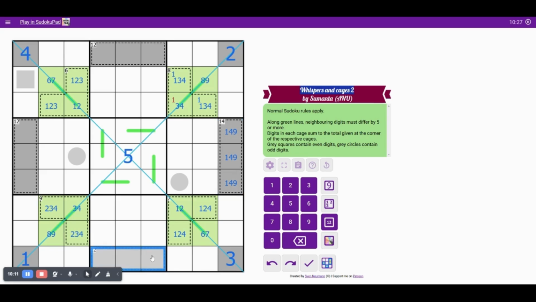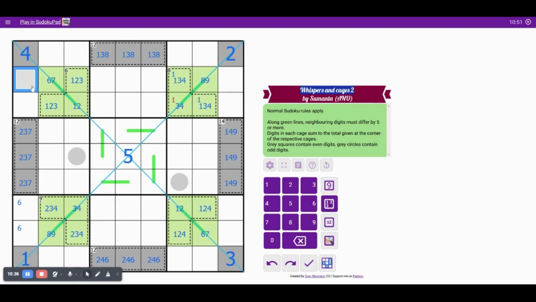Same thing I can do here, and this 3-cell cage will be 2, 4, and 6. These 3 will be 2, 3, and 7. These 3 will be 1, 3, and 8. So in this row, the 6 is in this box. These two cannot be 6 anymore. So the 6 will go in this side.